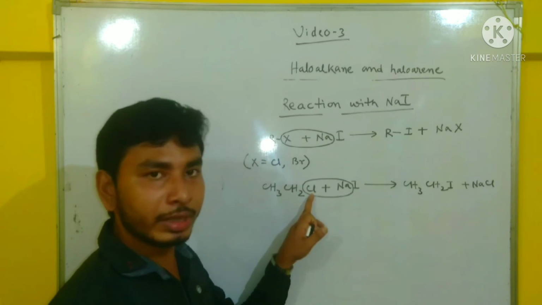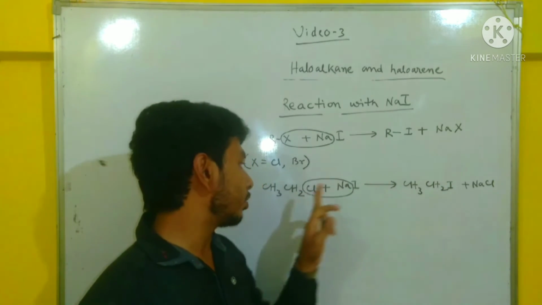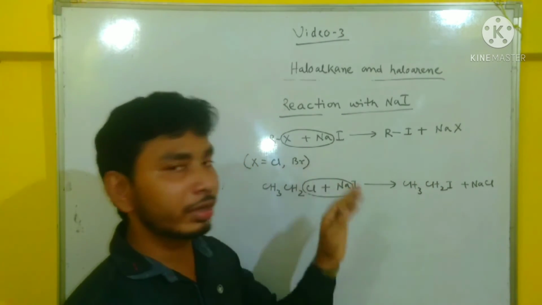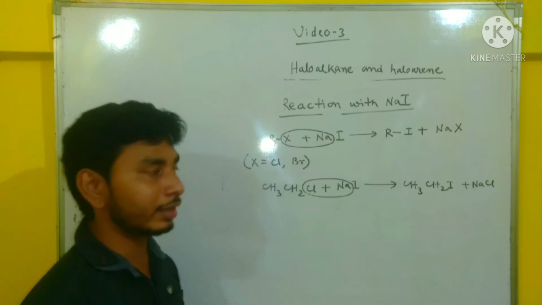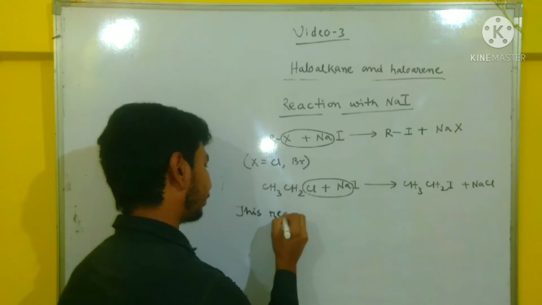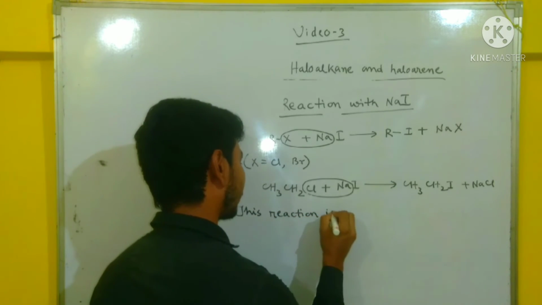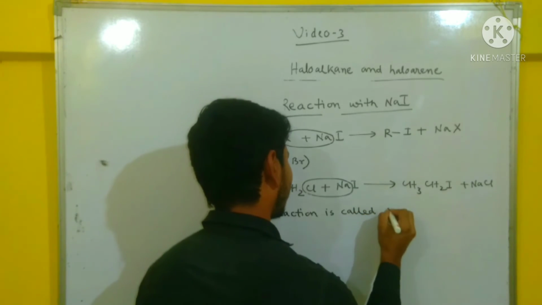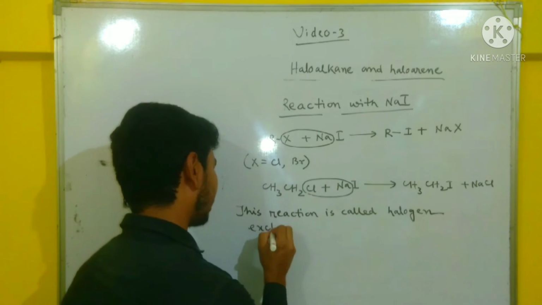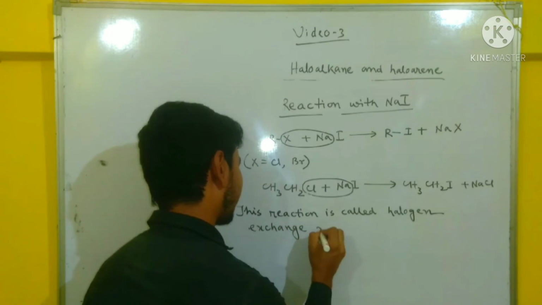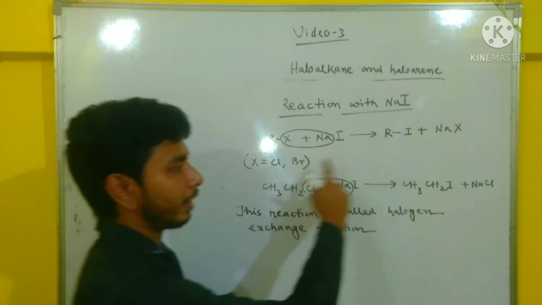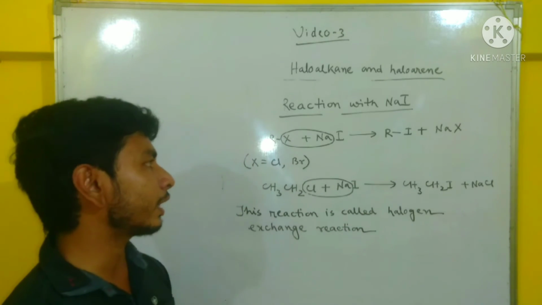So chloride is a halogen, and iodide is also a halogen. So one halogen is replaced by another halogen. So this reaction is called halogen exchange reaction. One halogen gets replaced by another halogen, so this is called halogen exchange reaction.